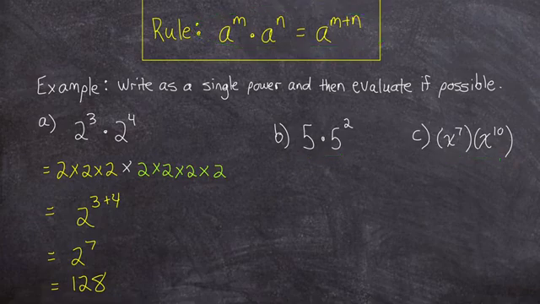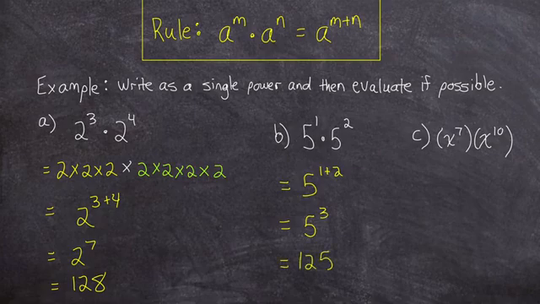In part B, I see I have two powers of 5 being multiplied together. When multiplying powers with the same base, I can keep that base the same, so I can keep the base of 5, and then I have to add their exponents. But I don't see an exponent on my first power of 5. If you don't see an exponent, there is an invisible exponent of 1 there. So to get my new exponent, I just do 1 plus 2, which means my new power is 5 to the power of 3, which is 125.